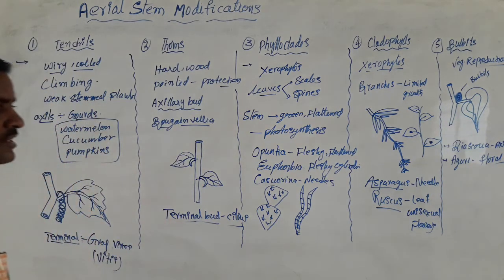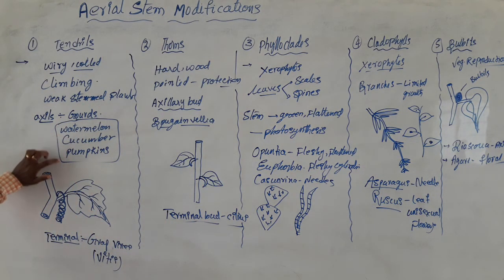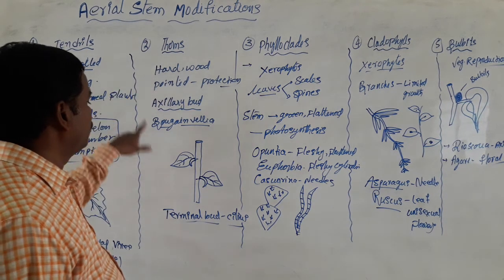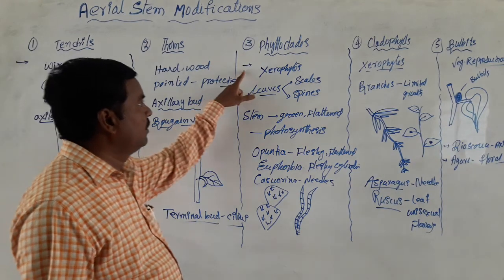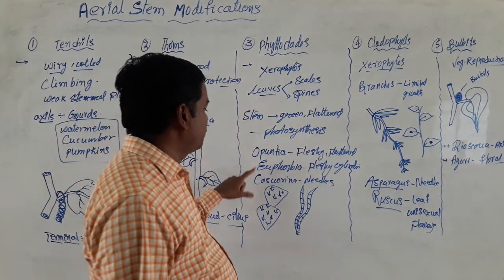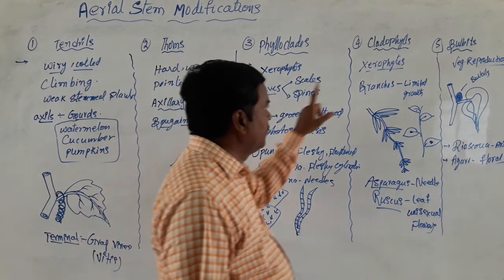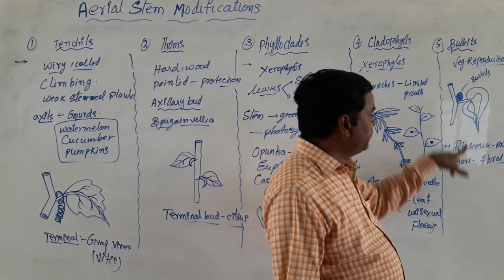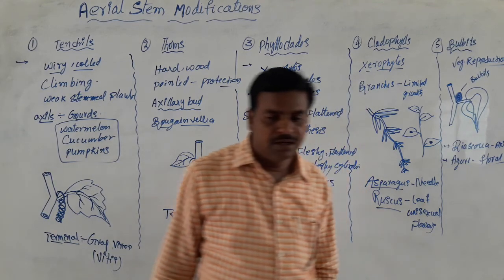So, these are the various stem modifications. One, tendrils: watermelon, cucumber, pumpkin, grapevine. Two, thorns: Bougainvillea, Citrus. Phylloclades: Opuntia, Euphorbia, Casuarina. Cladodes: Asparagus, Ruscus. And bulbils: Dioscorea and Agave.